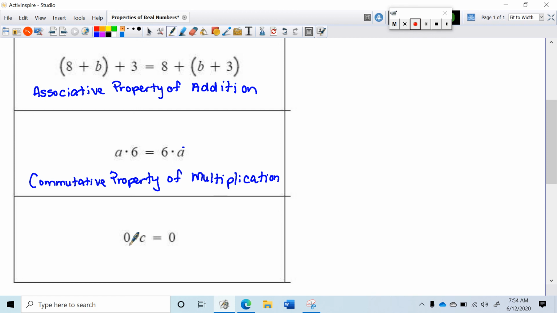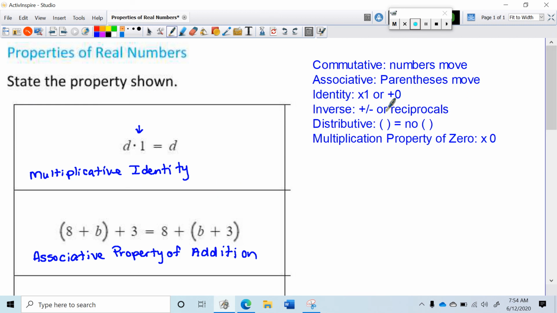The next one, 0 times C, so it's multiplying with 0. So when you're multiplying with 0, it's the multiplication property of 0.